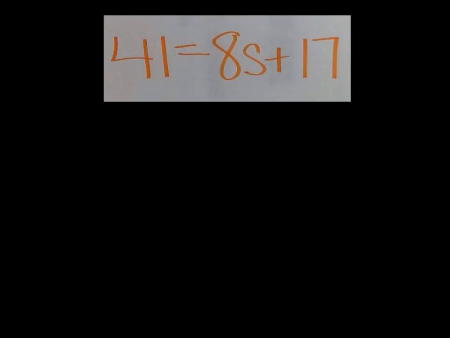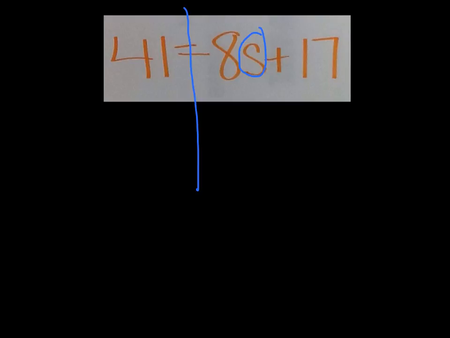Equation number 2: 41 is equal to 8s plus 17. Cut that equation in half if that's helpful to remind you that you have 2 sides of a balance. And even though the variable is on the other side, you will work through this exactly the same. So our goal is to get this variable by itself. To do that, you get rid of the number least attached to the variable.